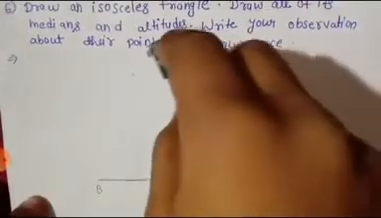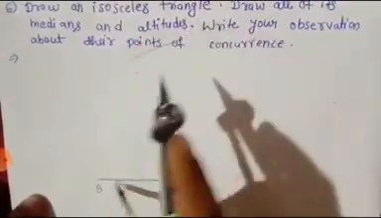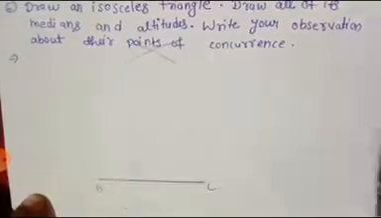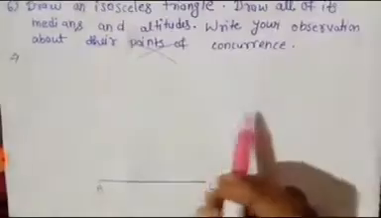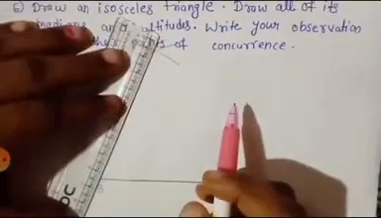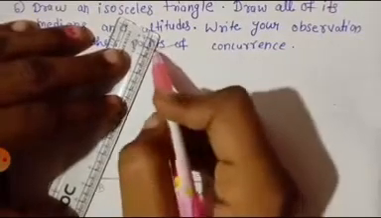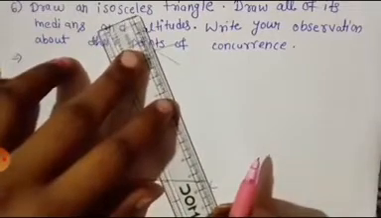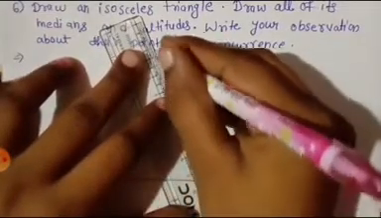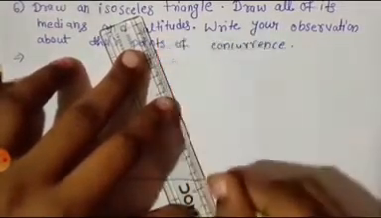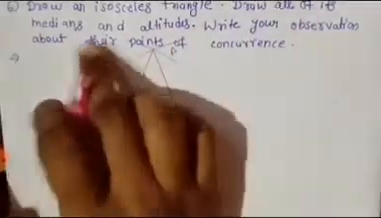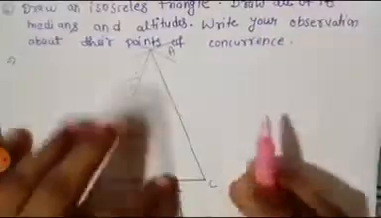One time put on C and make one arc. Another time put on B and cut this arc. You people will get one point. Now with the help of this point, join point B and point C. So this is our isosceles triangle. Now you have drawn the isosceles triangle ABC: 6 centimeter, 8 centimeter, 8 centimeter.